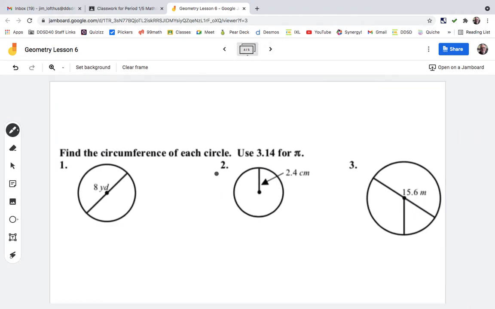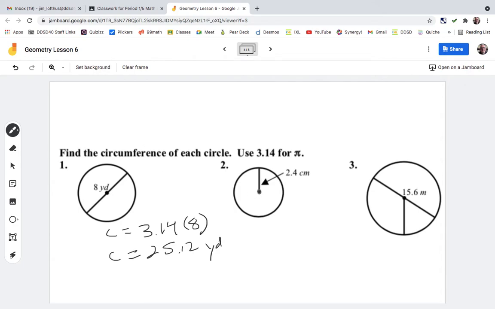And find the circumference of each circle. So this one, circumference is equal to 3.14 times 8. So we already did that one. 8 times 3.14 is 25.12 yards.